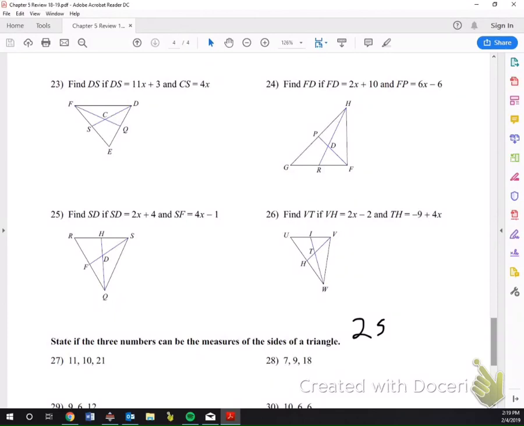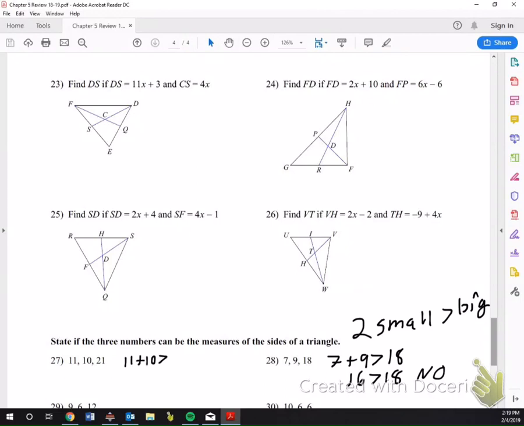Okay, so looking at 28 down here. When we're doing these, the two small numbers have to be larger than the big number. So we have 7 plus 9 is greater than 18. 16 is greater than 18. Nope, not true. So remember, what we're dealing with here is the triangle inequality theorem, which says that two sides of any triangle must be larger than the third.